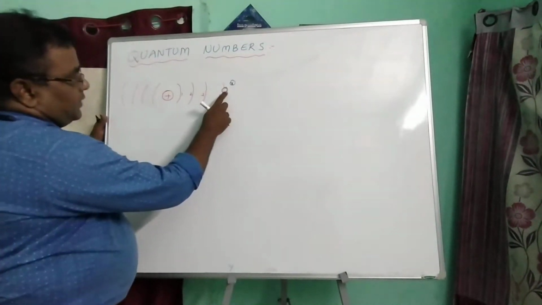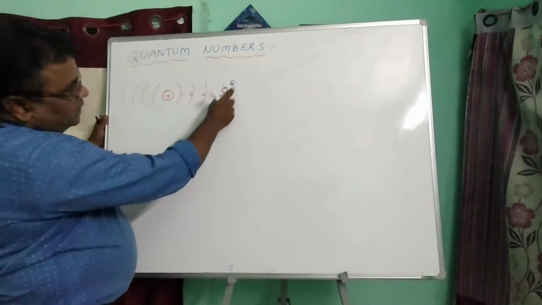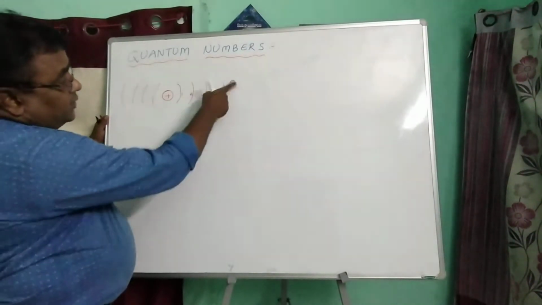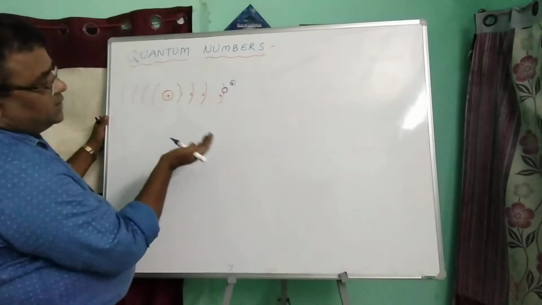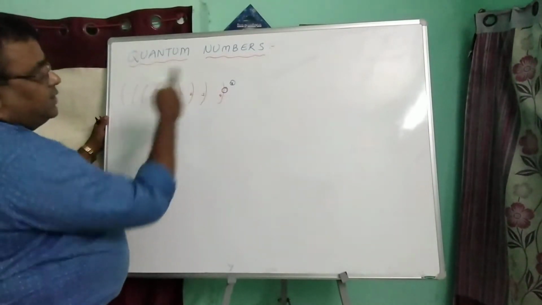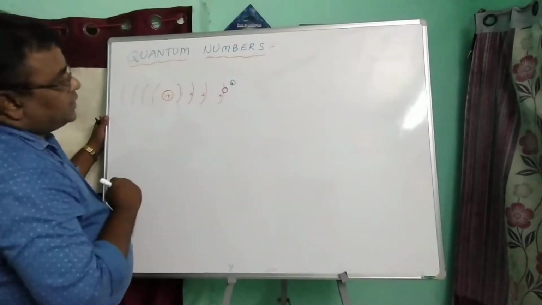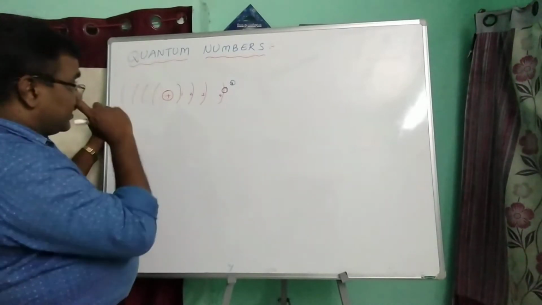So this electron is revolving in which shell, in which orbital? What is the spatial orientation of this electron? What is the direction of the electron? Does this electron revolve in a clockwise or anti-clockwise direction? So what are quantum numbers?